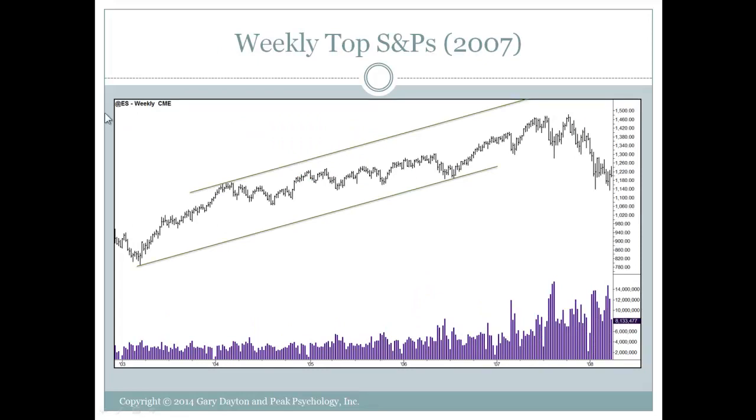So that's the 2009 bottom. Let's take a look at the 2007 top. What do you notice here? What do we see here? What do you see here?